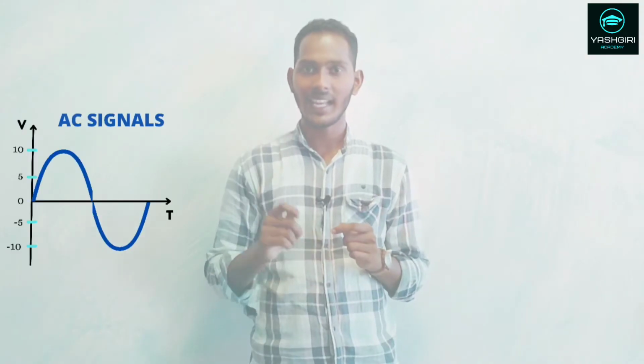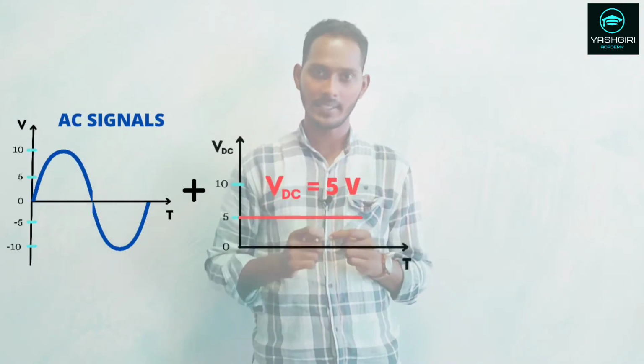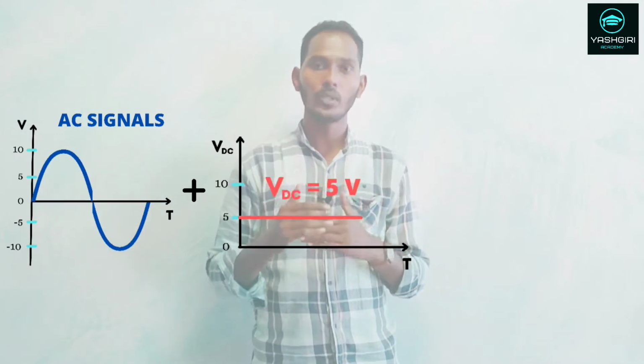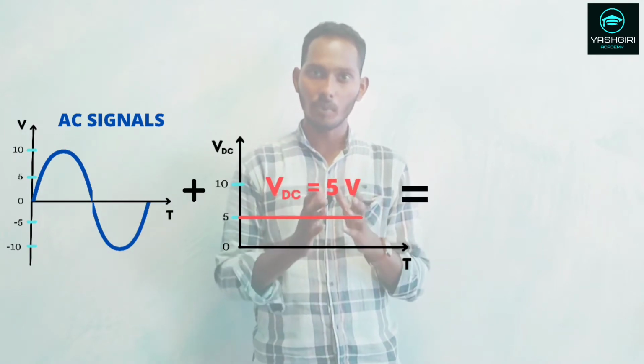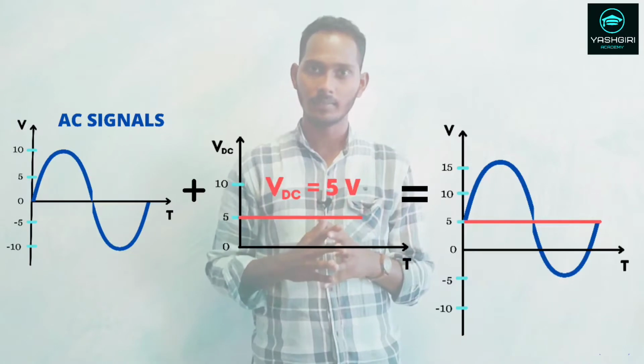Hi, in today's class we are going to look at the clamper circuit. What is a clamper? A clamper is something that adds a DC voltage to signals. Suppose I have an AC signal and I add a DC voltage to it. The output that I get is just the superposition of this AC and the DC.